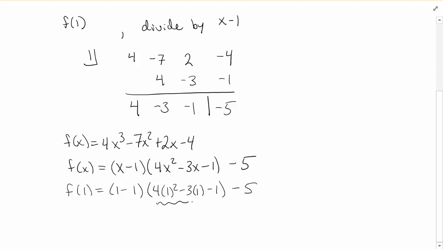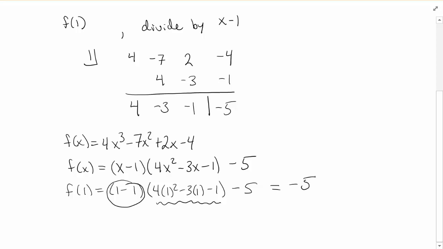And I really didn't need to write out any of this 4 minus 3 minus 1 because check out this. 1 minus 1 is 0. 0 times I don't care is 0. So in the end, I get 0 times something, which gives me 0. And then minus 5, so I get a negative 5 overall.